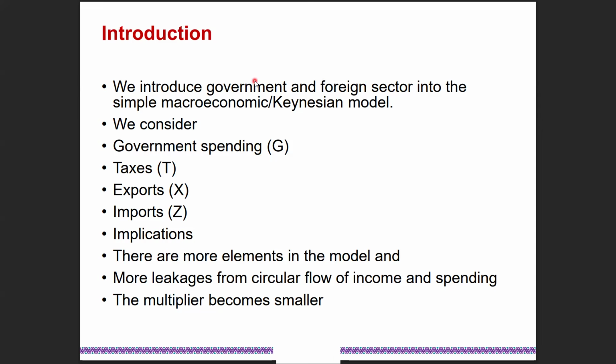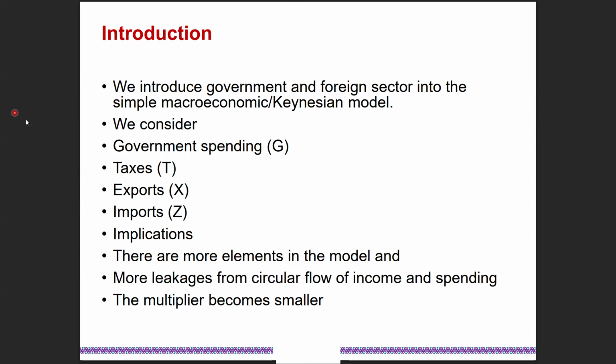So in the introduction, they're saying here we introduce government and the foreign sector into the simple macroeconomic or Keynesian model. We consider government spending, taxation, taxes, export, import, implications. There are more elements in the model and more leakages from the circular flow of income and spending. The multiplier becomes smaller. So as we're adding more components, there are going to be more leakages, and also the multiplier will become smaller. And as we're adding more components, it's also going to affect our aggregate expenditure or income, right?